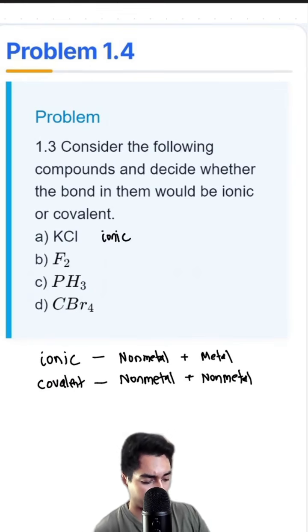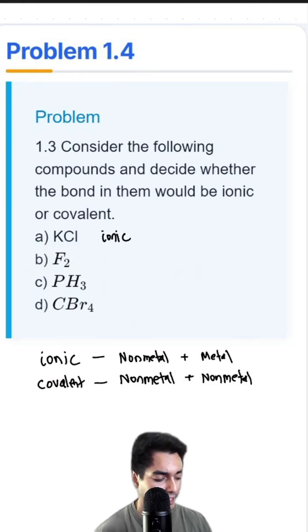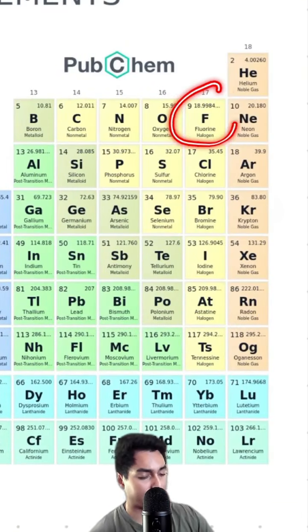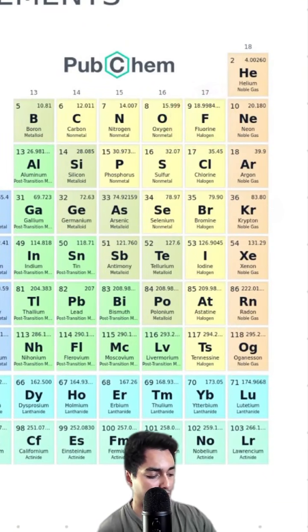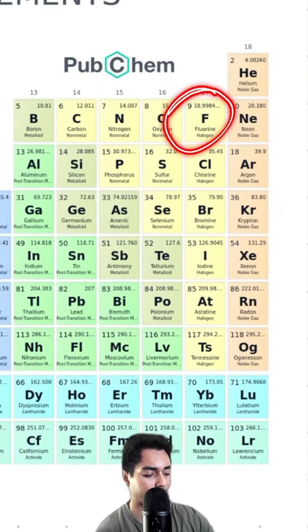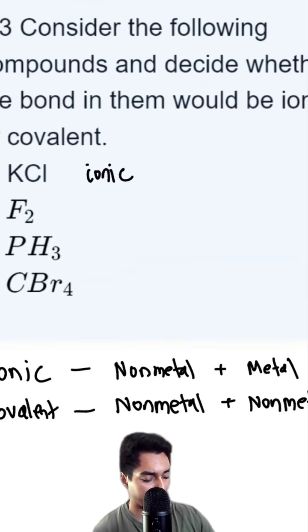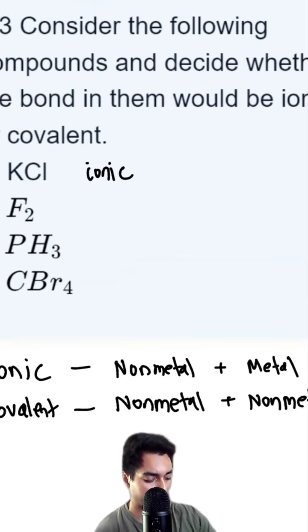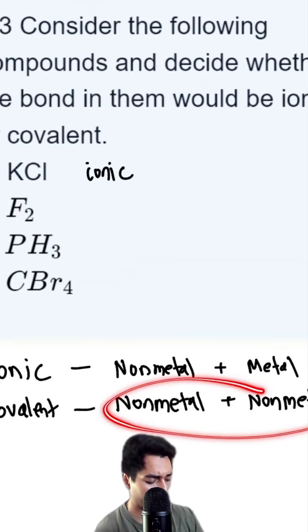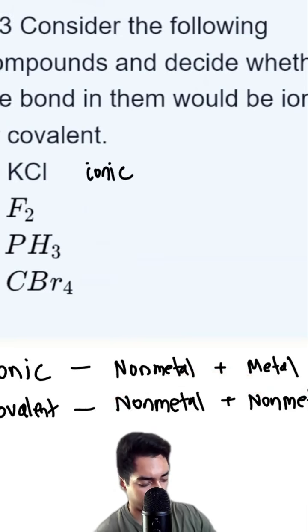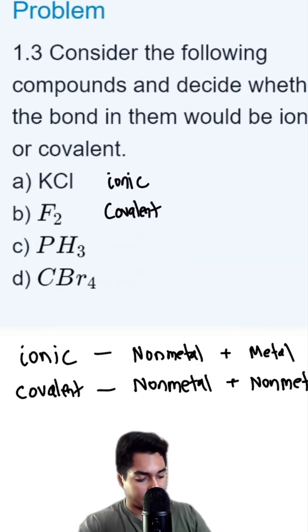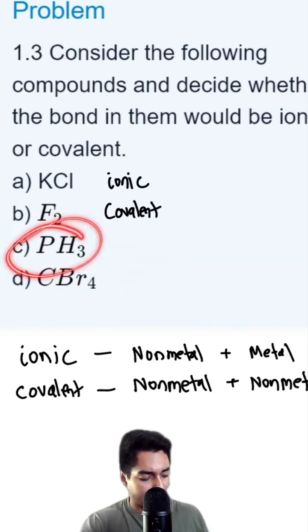The next one I'm going to do is F2. So let's locate F, which should live right here on the periodic table. Again, this is a nonmetal. On the right hand side, we have nonmetals. So we have F combining with itself, so that's going to be basically a nonmetal plus a nonmetal, so that indeed is covalent.